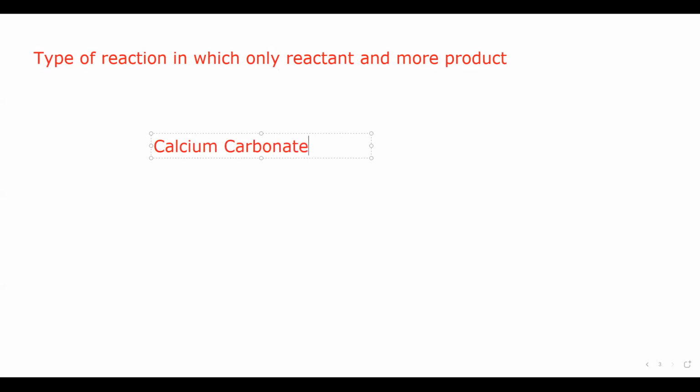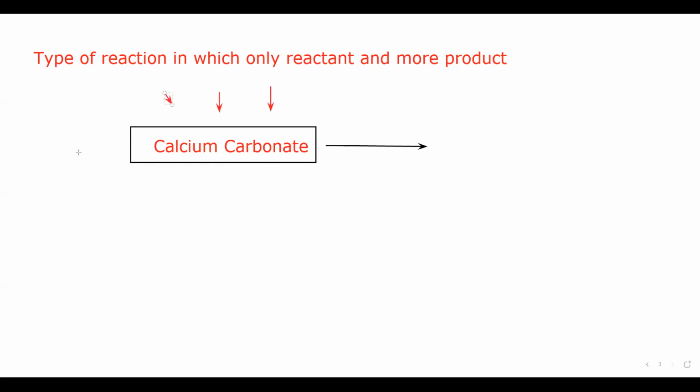When we supply heat energy to limestone, which is a solid, what do we observe? We observe it changes into calcium oxide plus carbon dioxide.